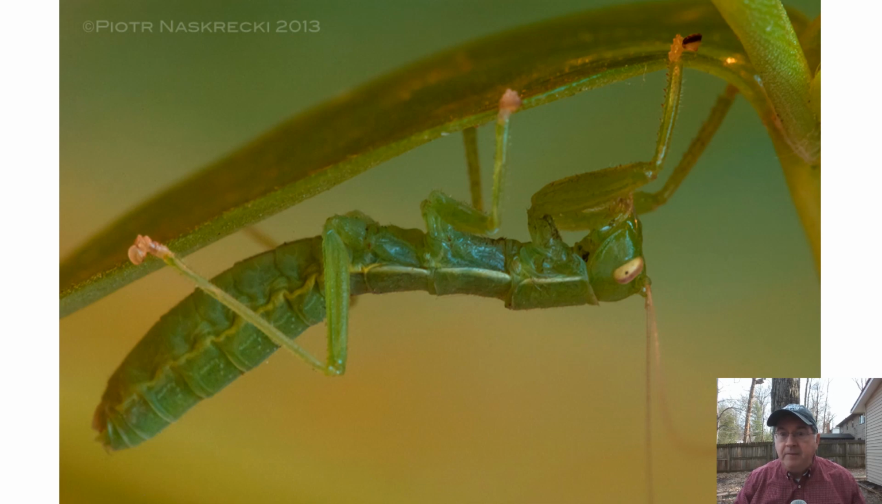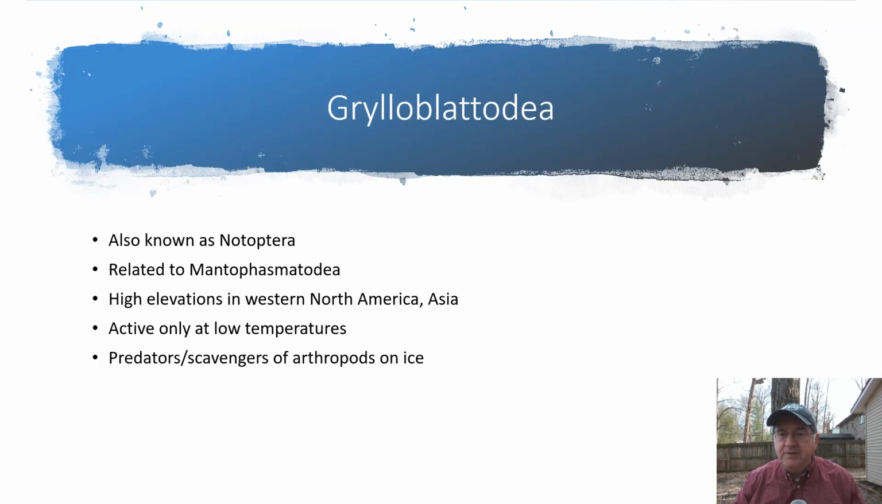Not much more to say about them. So let's move on to the next order, the Grilloblattids. Or I say Grilloblattids. There's only one family in there. That's why I would say Grilloblattids instead of Grilloblattodia. This group has also been called Notoptera. And sometimes the Mantophasmatodians and the Grilloblattodians are combined into a single order. So your typical little taxonomic tete-a-tete to try to come to a decision.